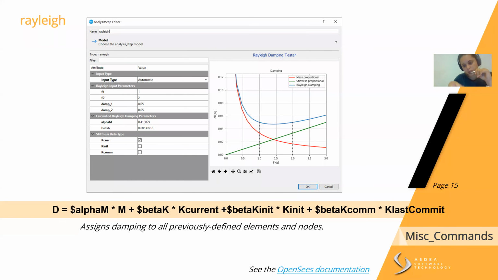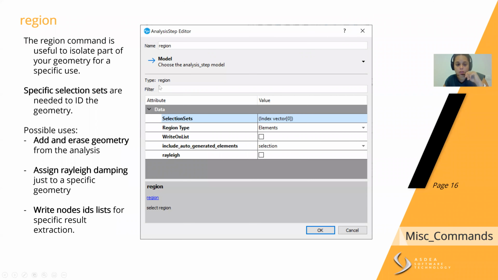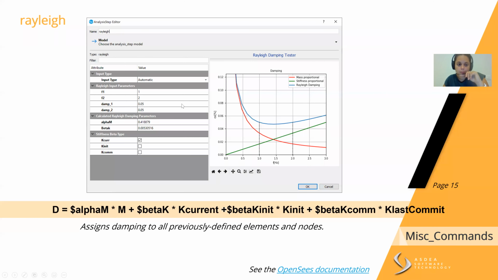Finally, we have just another two miscellaneous commands. We have the Rayleigh command that is used to assign damping to your structure. You have a documentation of OpenSees here that explains how the damping matrix is constructed. And there's an automatic building tool in STKO that just defines the damping based on a few parameters that you can input, maybe the percentage of damping that you want.